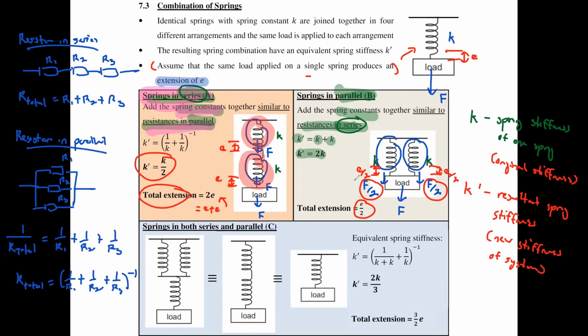Okay, I don't really need to add them out one by one. In the series case, I add them out one by one because they are arranged in series. They are arranged one on top of another. The extensions will add up.